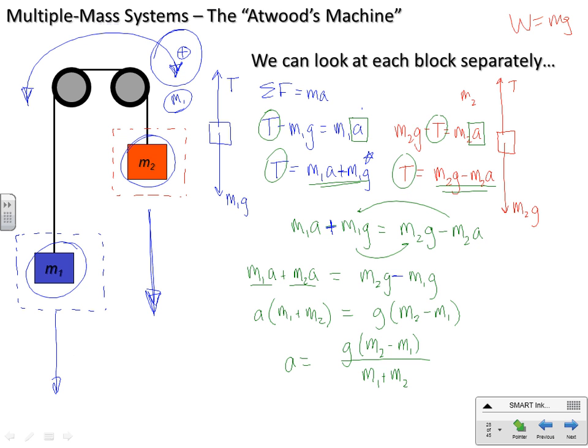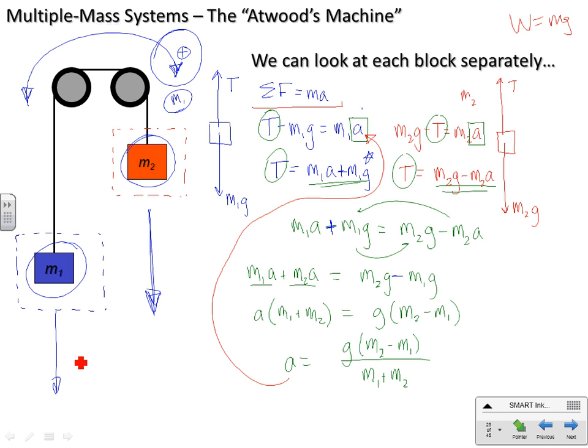Now, what we could do is take this acceleration, and we could now plug it back in to, say, here, and figure out the tension on the string. The algebra there can get to be a little bit of a pain. Or at least, what I will say is there's an easier way to do this. Why did we go through this whole slide? Well, because we need to draw some connections.